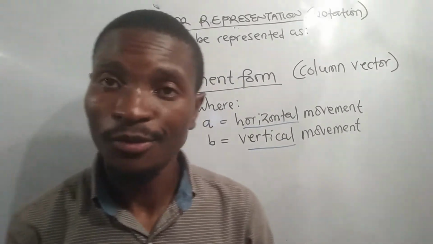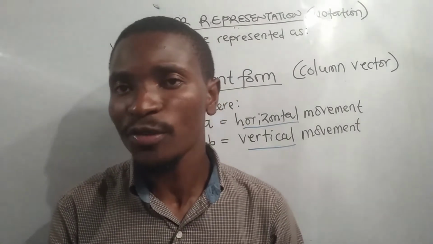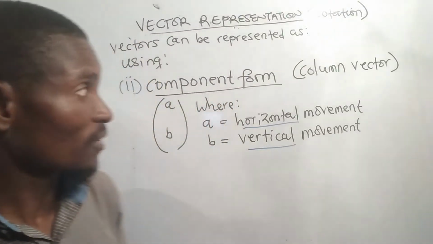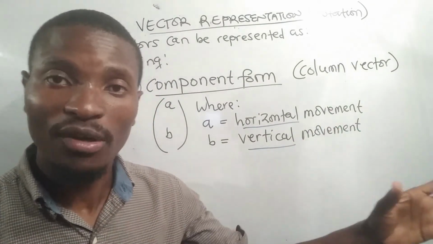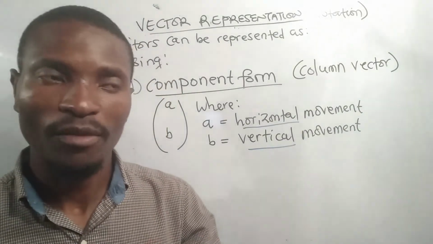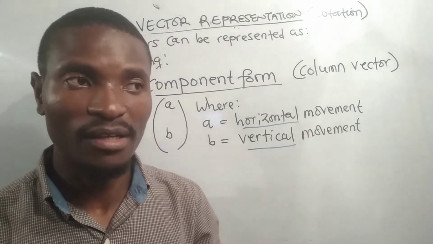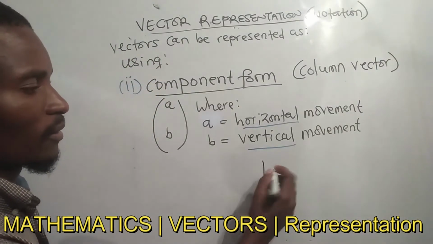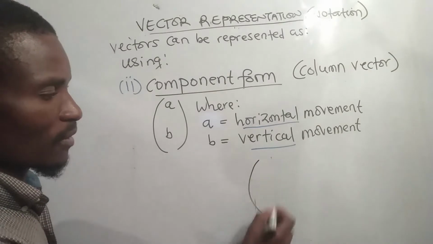Welcome to the third part of vector representation. What you are supposed to understand is that a vector can also be represented in what we call component form, which is also known as a column vector. So we can represent vectors in component form, which is also called a column vector, like a column, something like this.